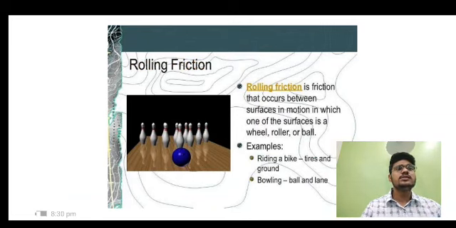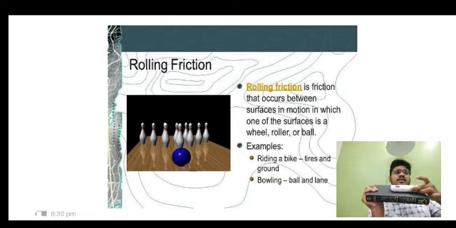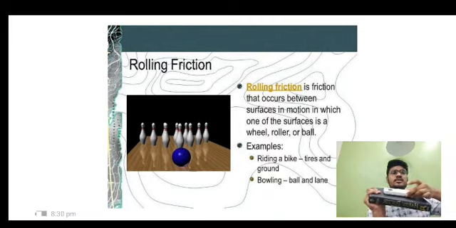What is rolling friction? We learned kinetic or sliding friction and static friction. This is rolling friction. Rolling friction is friction that occurs between surfaces in motion in which one of the surfaces or a wheel is rolling. Let me give you an example. This is at rest, static friction. This is moving, sliding friction. But it is not rolling, it's sliding.